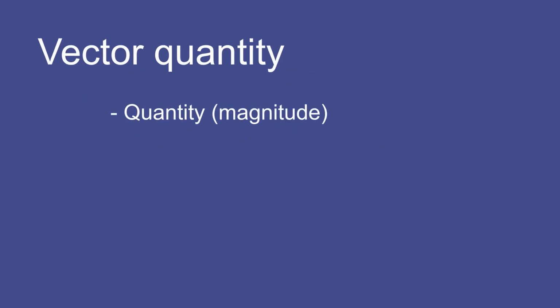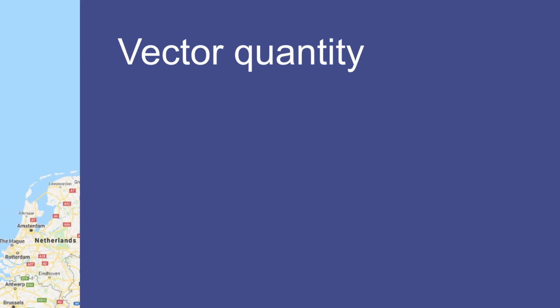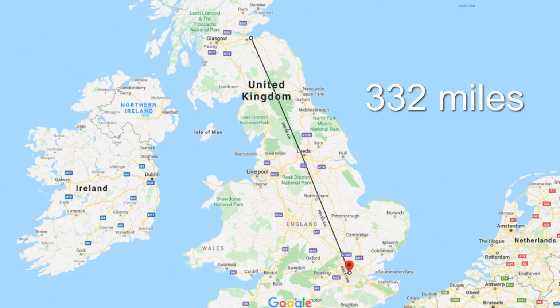Vector quantities give you two pieces of information. They have a quantity, or magnitude, and a direction. In this route, the magnitude is 332 miles, and the direction is approximately southeast.